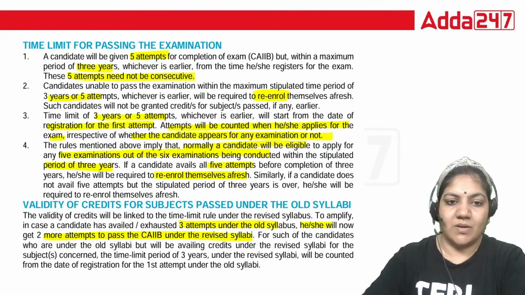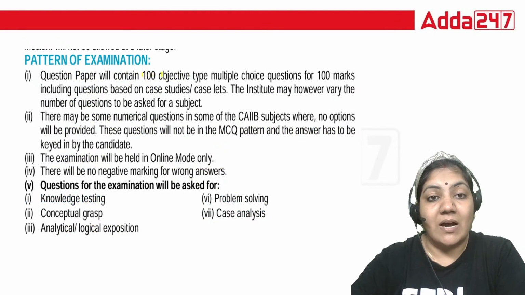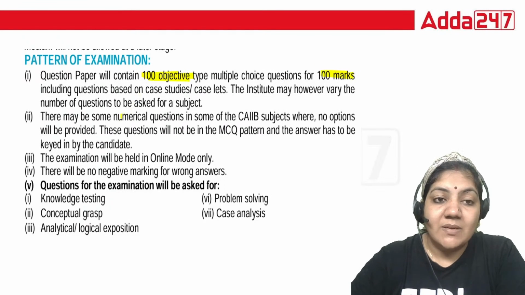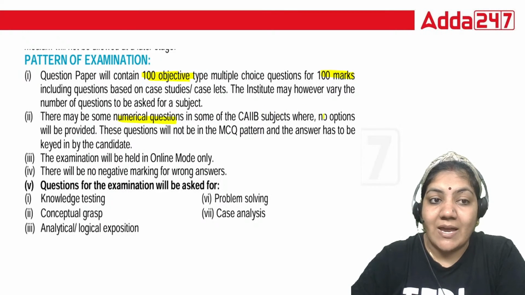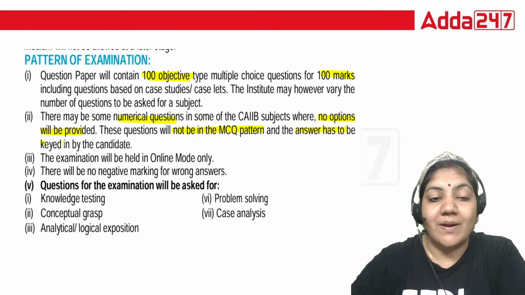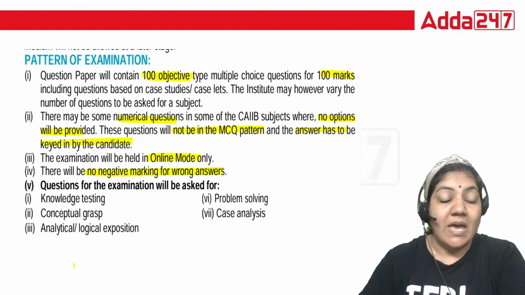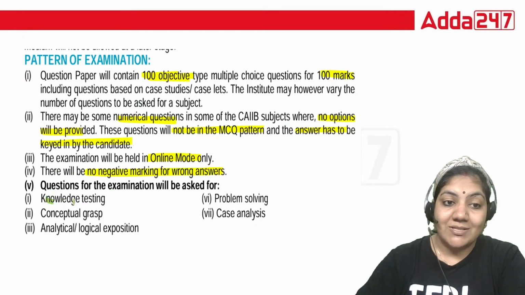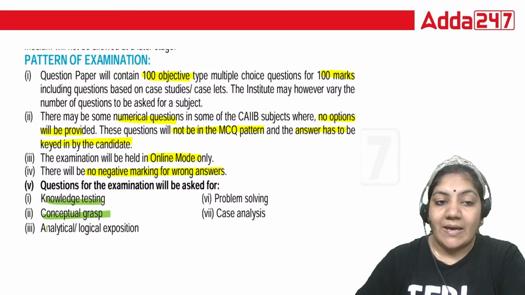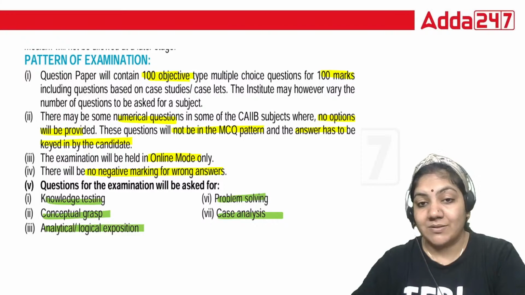Consecutive is not required. Okay. Now, if we talk about the pattern of examination, the question paper will be 100 objective type questions, 100 marks. Okay. There may be some numerical questions in some CAIIB subjects and no options will be provided. So this is an important one. These questions will not be in the MCQ pattern and the answer is to be keyed in by the candidates. Online mode will be there and no negative marks for wrong answers. Okay, and the types of questions asked are knowledge testing, conceptual grasp, analytical and logical exposition, problem solving and case analysis. So this is the pattern of the exam.